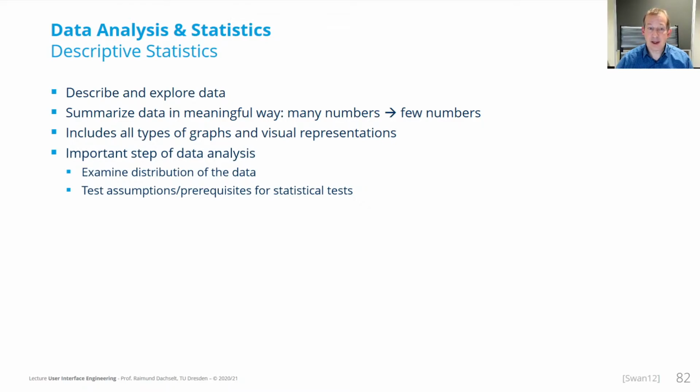So, an important step of the data analysis is to examine the distribution of the data. That's very important. So how is the data actually distributed, and then to do tests on the assumptions or prerequisites which are necessary for later on doing the statistical tests. So for example, you test whether there is a normal distribution of the data or not, and whether you can apply a certain, say, parametric test or not.